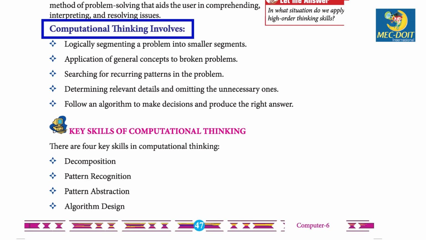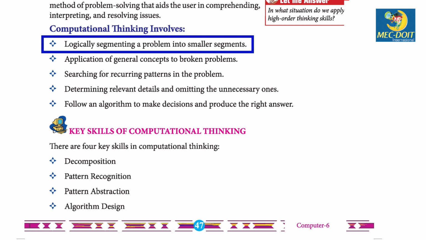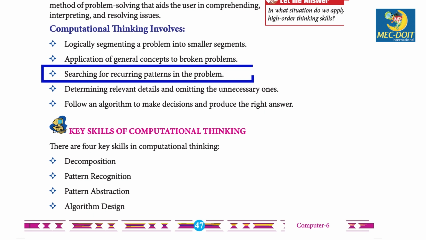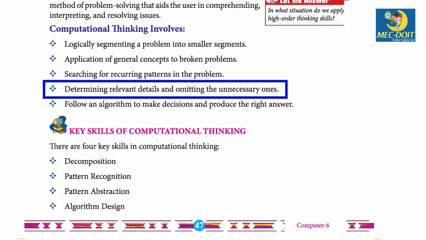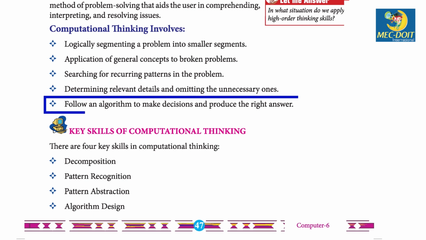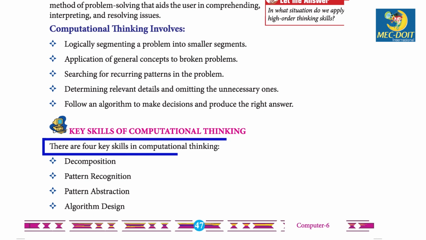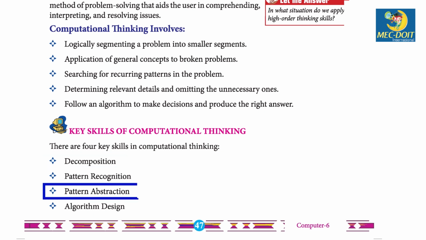Computational thinking involves logically segmenting a problem into smaller segments, applying general concepts to the broken-down problems, searching for recurring patterns in the problem, determining relevant details and omitting the unnecessary ones, and following an algorithm to make decisions and produce the right answer. Key skills of computational thinking: there are 4 key skills in computational thinking: decomposition, pattern recognition, pattern abstraction, algorithm design.